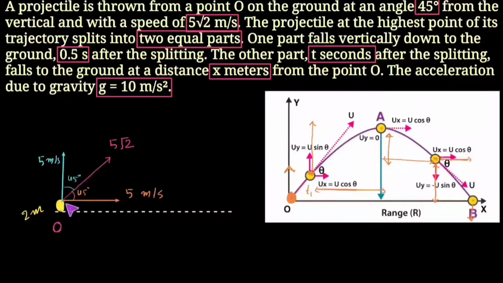It is given in the question that when this projectile is at its highest point, so suppose this is its highest point, at this point this projectile splits into two equal parts. The significance of this highest point is that at the highest point, the vertical component of the velocity would become 0, and it will only have the horizontal component. So at this highest point, the magnitude of the horizontal component of velocity would be 5 meters per second, but the velocity component in the vertical direction, or the y direction, would be 0. So this would be 5 meters per second in the x direction.